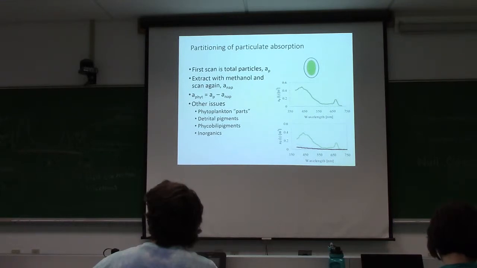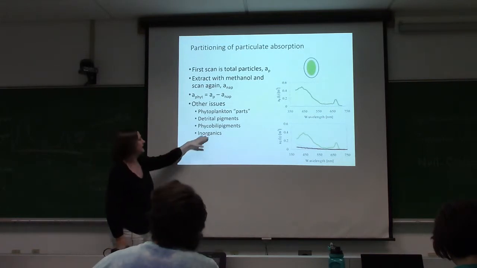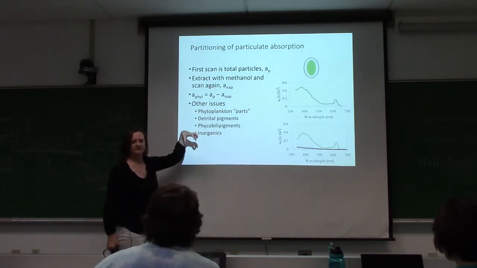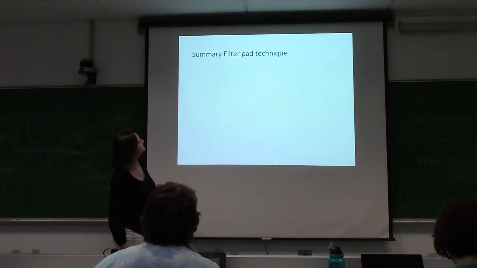So you can extract again with a phosphate buffer, or gently extract with boiling water, and you'll get your non-algal particle that looks more like that. And then that's the one that you want to subtract from this to get phytoplankton. Okay. And we already had the question about inorganics and organics and combusting. Okay. Good.